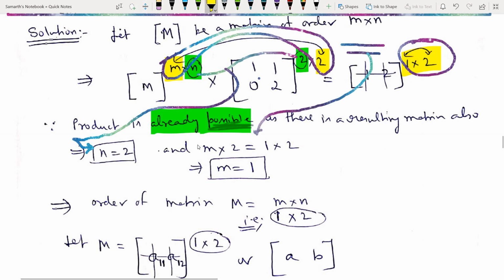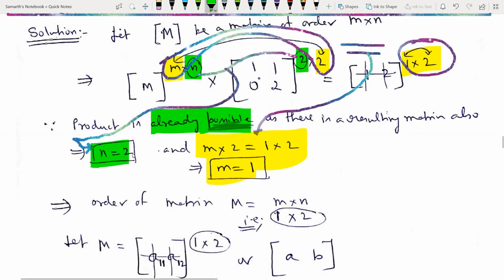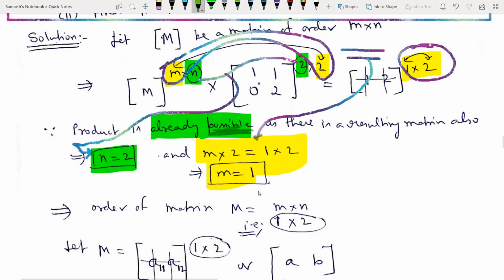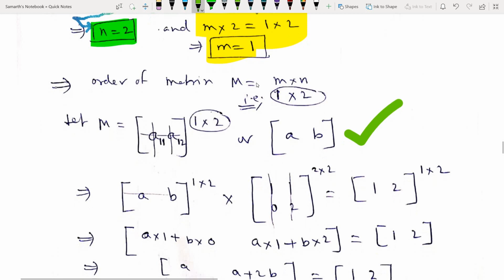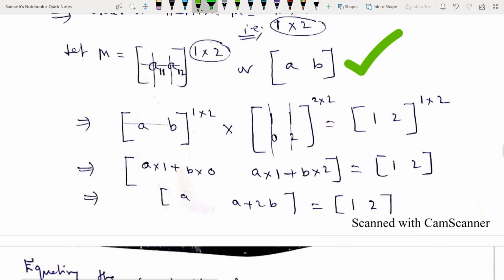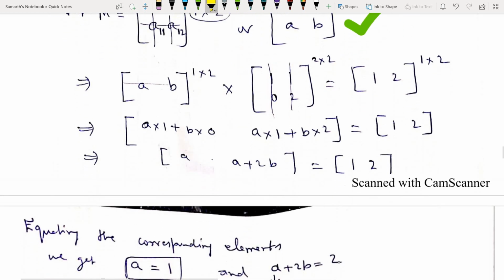Now let us take matrix M and write it in the general manner, A11 and A12, of order 1 by 2. In place of these two elements, I have taken a and b as the elements of matrix M. So I have written [a b] of order 1 by 2 multiplied by the given matrix [1 1; 0 2], and the resulting matrix is [1 2]. I have done the multiplication in the same manner.